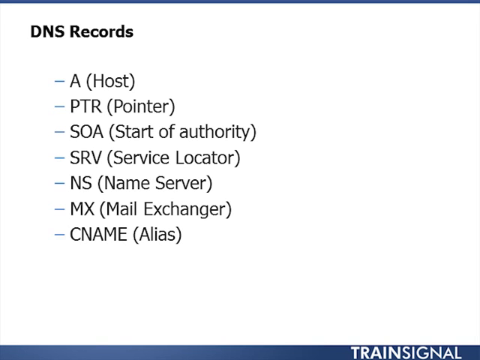I have some of them listed for you here. We have SOA, which stands for Start of Authority. It has to do with replication. We have SRV, which are Service Locator records. These are very important records that, to take it even one step further, allow Active Directory Domain Services to function on your network. When the user goes to log on, that client computer is going to say, hey, in order for me to log on, I need a domain controller, right?